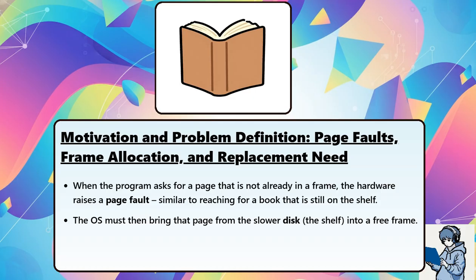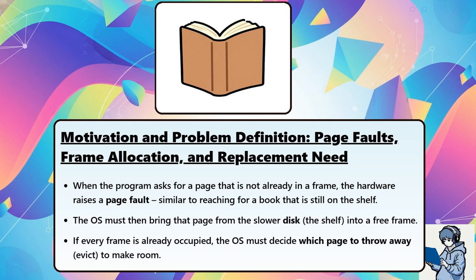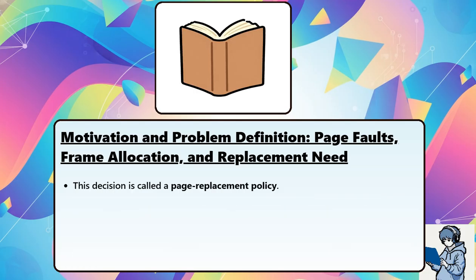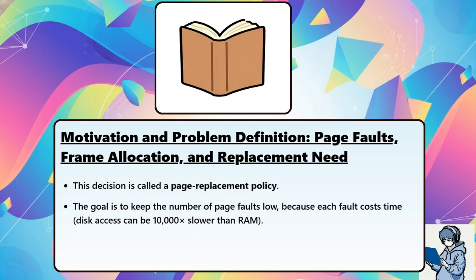The OS must then bring that page from the slower disk, the shelf, into a free frame. If every frame is already occupied, the OS must decide which page to throw away, evict, to make room. This decision is called a page replacement policy. The goal is to keep the number of page faults low because each fault costs time. Disk access can be 10,000 times slower than RAM.